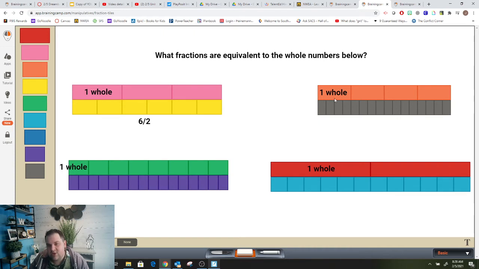What do you see here? We know there's 1, 2, 3, 4 wholes. What fraction is equivalent to those 4 wholes that we see here? Enter that into Playposit now.